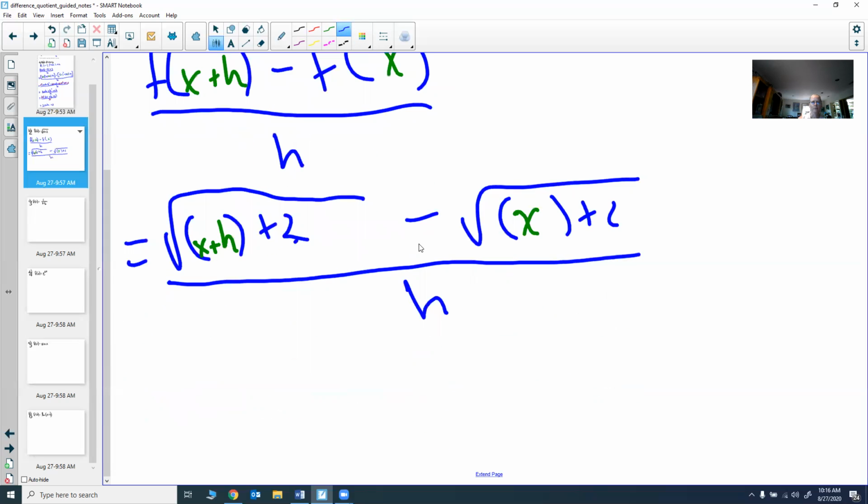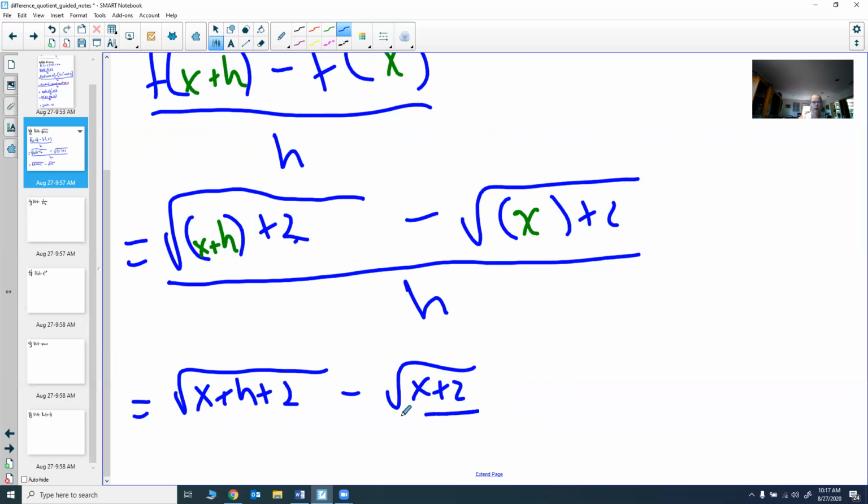So now what I have is not too great. It doesn't look all that wonderful. It doesn't look like I can do anything with it. I have the square root of x plus h plus 2 minus the square root of x plus 2 all over h, and I've got to figure out what to do with that.